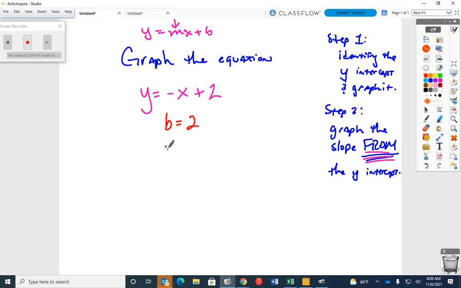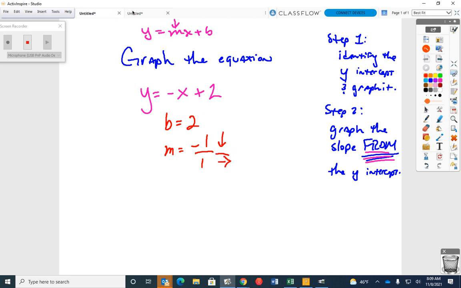Graph the slope, okay? Well, I don't have a slope here, do I? But if I don't have a number in front of an x, what does that mean it is? It's 1. And there's also a what? Negative. So what is this? -1 over 1. Good. Macy, what does this mean I'm going to do? From my y-intercept, I'm going to do what? Go down 1. Down 1 and over 1.